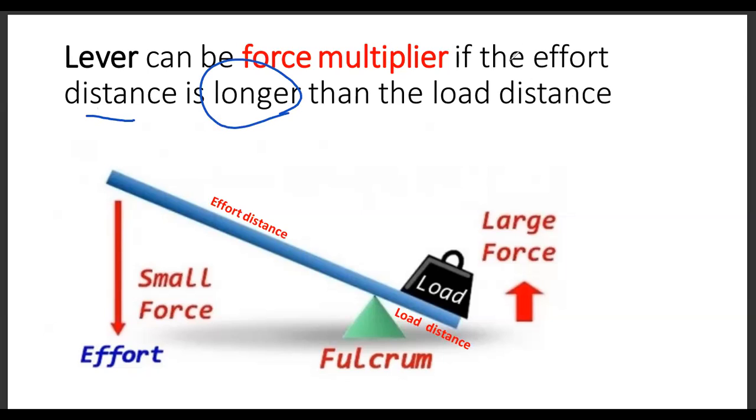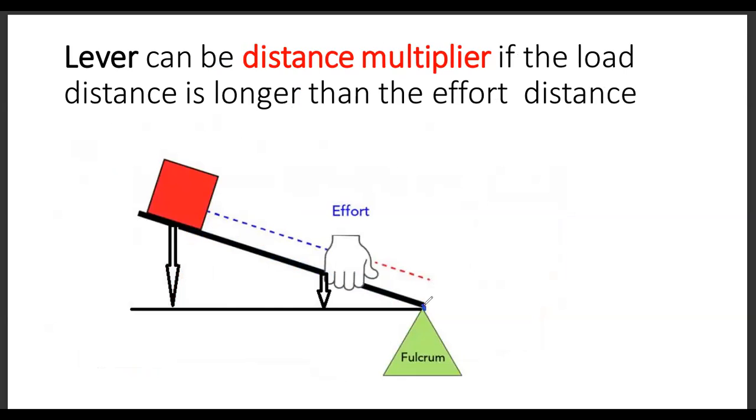For a distance multiplier, here is a pivot, and here is a load, and here is your effort. So here the distance from the pivot to the effort is shorter than from the load to the pivot. So this type of lever is a distance multiplier. The difference between force multiplier and distance multiplier depends on the length of the effort distance and the load distance.